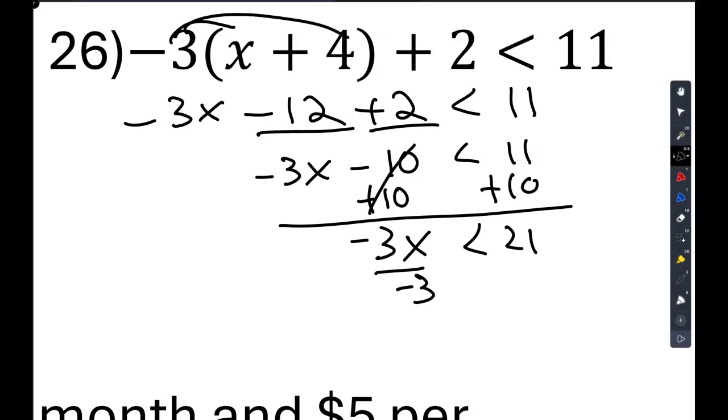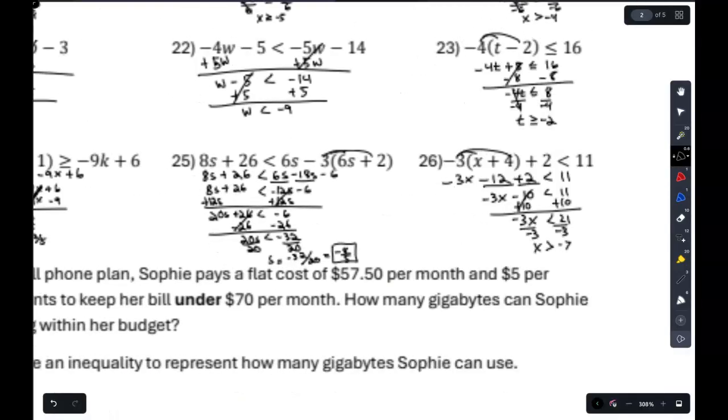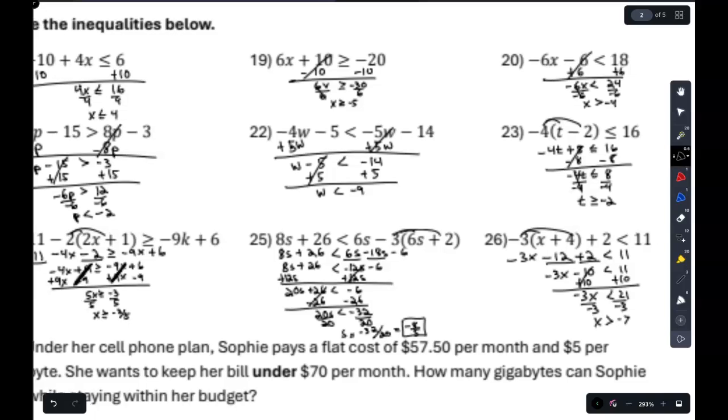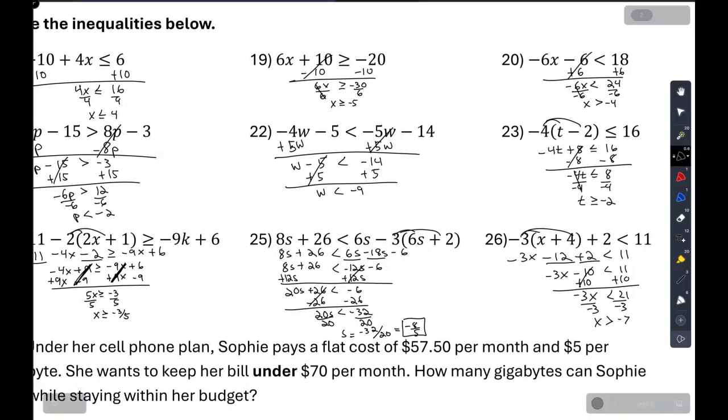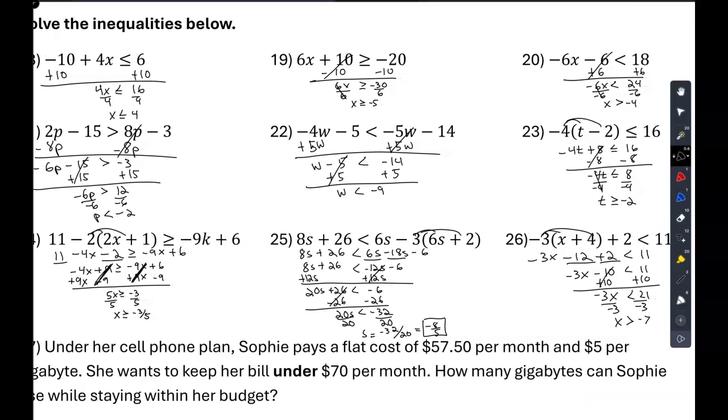Divide by negative 3. Don't forget to swap the inequality because you're dividing by a negative. And you got x is greater than negative 7. All right, and those are all the inequalities. Okay, I'm going to do a couple of word problems, and that'll be it.